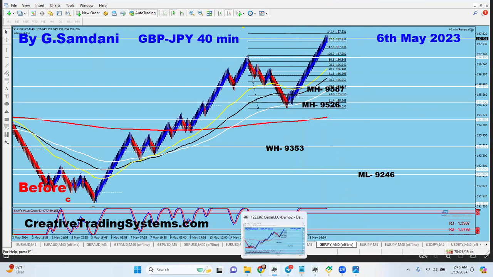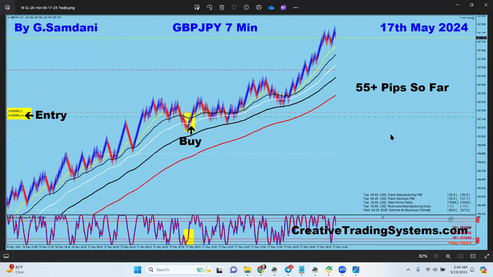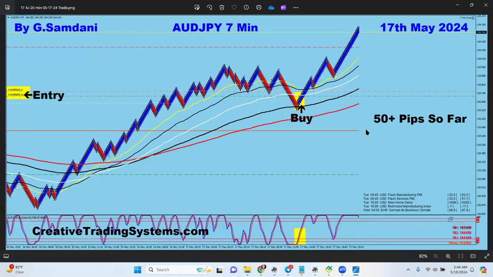Right. So what else? Where we are now? Okay, this one, and then ASEAN also gave me this long setup here, beautiful long setup. Aussie starts to get strong now, right? So 50 pips from here, and these are some of the trades.